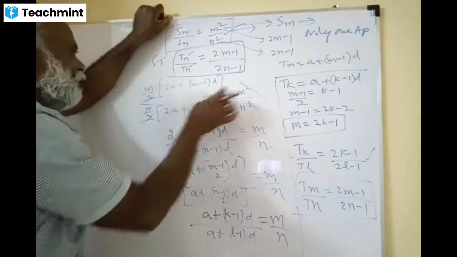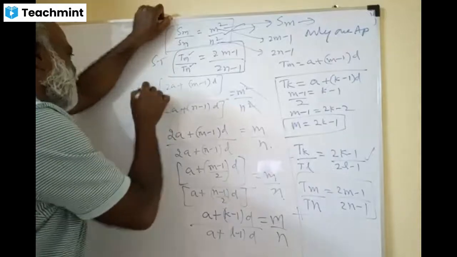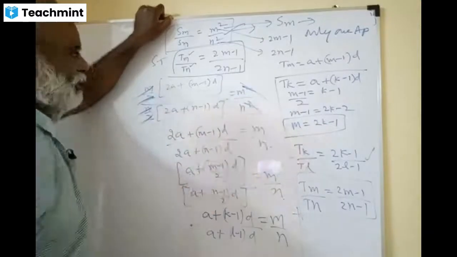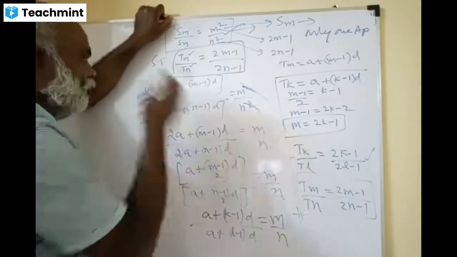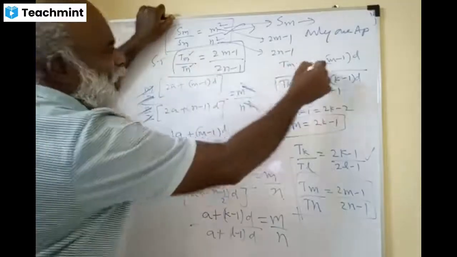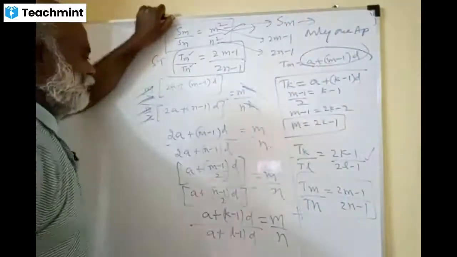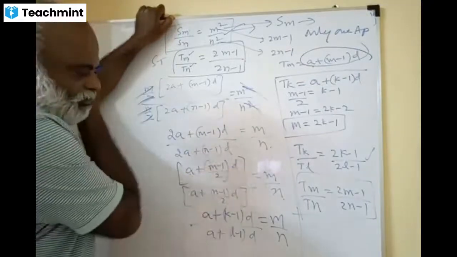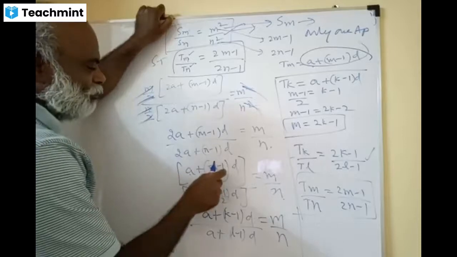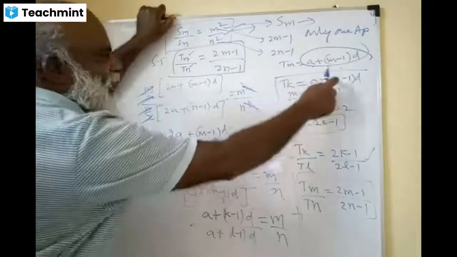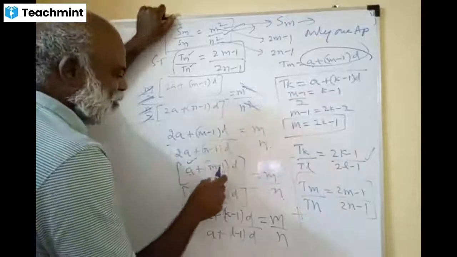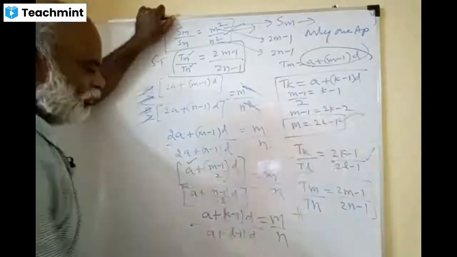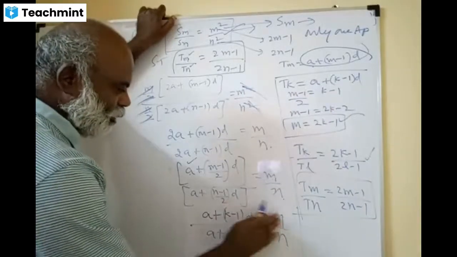I wrote m square by n square. The 2 cuts, m divided by m gives m square, and cancels with one m. Fantastic. M by n is there here. So 2a. Now you want to talk about Tm. The formula for Tn is a plus n minus 1 into d. So 2a plus, taking 2 common, you get a. Here, in the one, m minus 1 by 2, let us take Tk as a plus k minus 1 d. So m minus 1 by 2 you take as k minus 1. So m equals 2k minus 1. Therefore, you replace m with 2k minus 1.